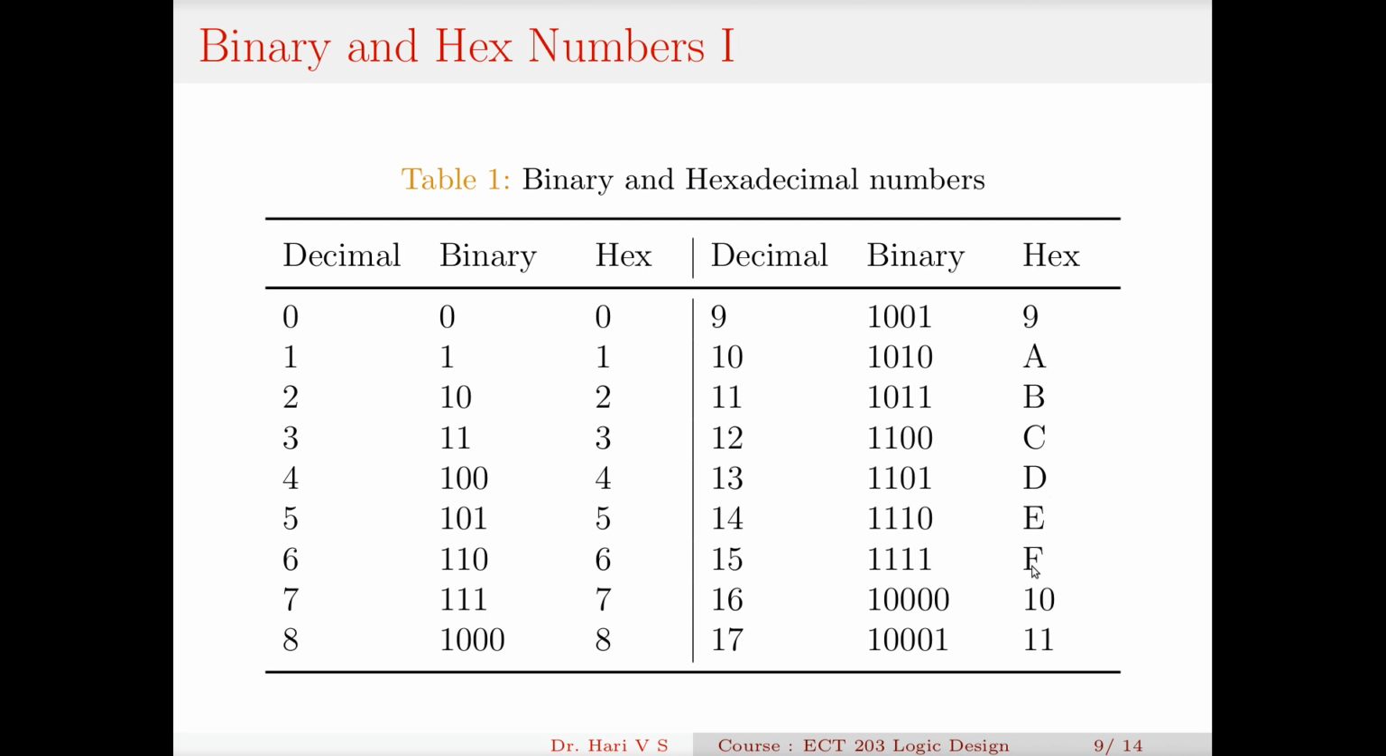After F comes 16. 16 is nothing but, like I have 1, 0 here for ten, the next number is 1, 0.